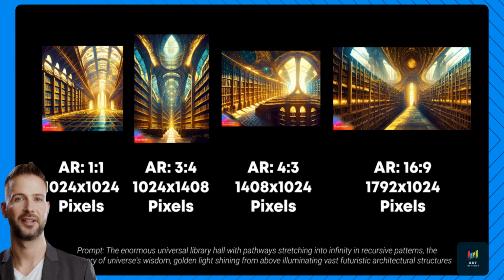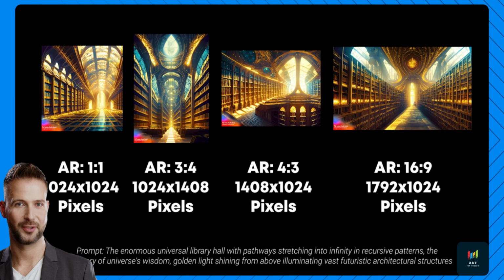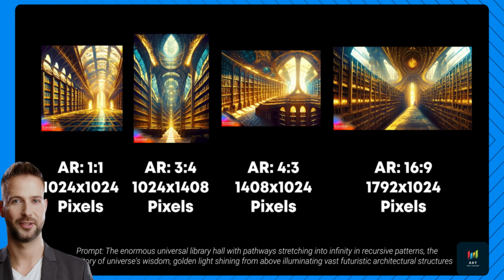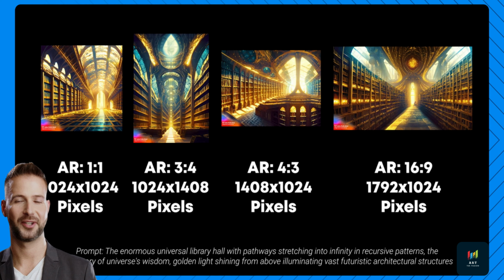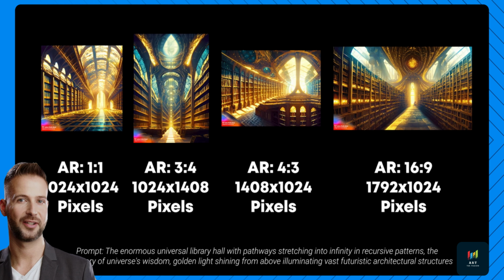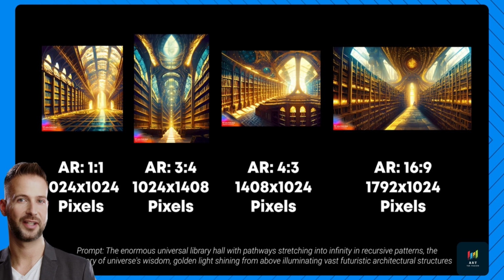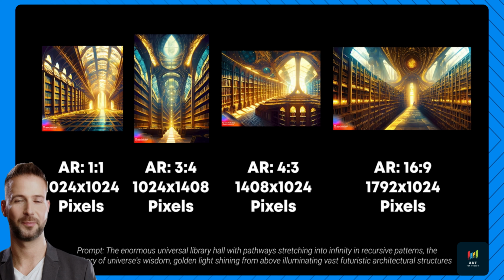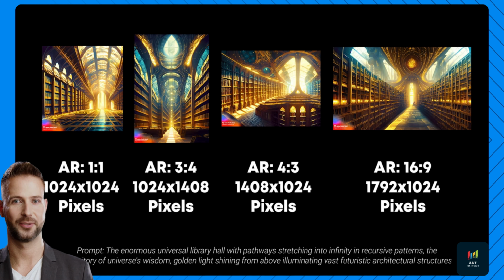So of course the aspect ratio you're going to choose is going to depend on what you want to use the image for. But as you can see in these example images, the aspect ratio is also going to determine the composition of your image. So a vertically oriented image like the 3:4 image is going to have more vertically oriented compositions and more vertical elements, while the horizontally oriented images are also going to have more horizontally oriented elements and compositions in the image. So that is also something to keep in mind.